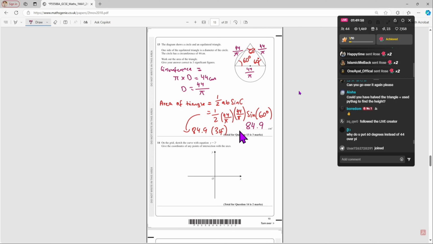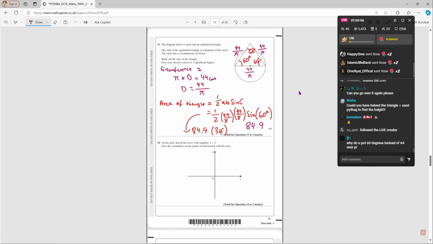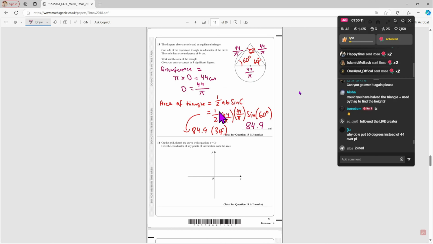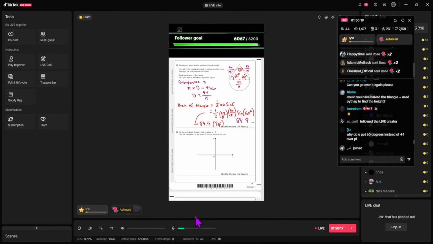Why do you put 60 degrees instead of 44 over pi? It's because it's sine 60 degrees. The angle is always 60 degrees, okay? Whenever there's a sine, that trigonometric ratio, you always use the angle, okay? You always use the angle.